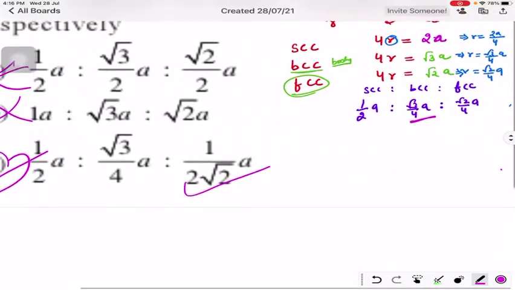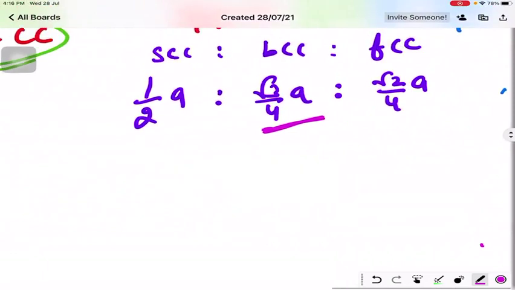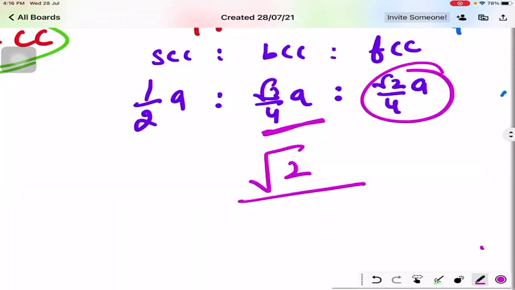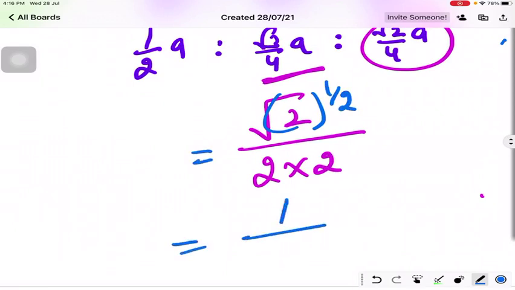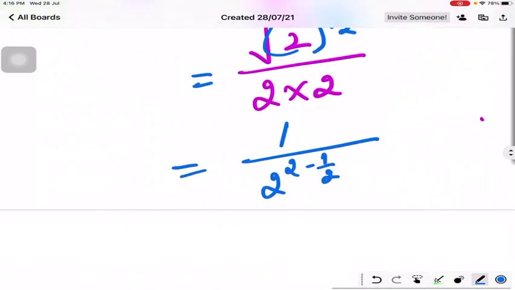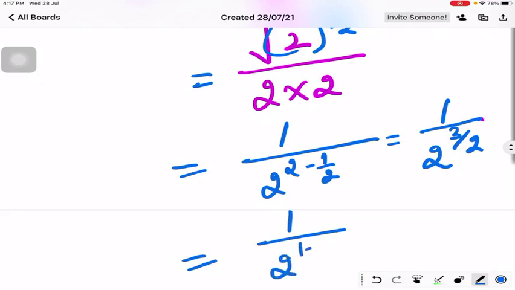How will you write root 2 by 4? It can be further written root 2 by 2 into 2. So upon solving, this is 2 raised to power 1 by 2. So it will be 1 by 2 raised to power 2 minus 1 by 2. So it will be 1 by 2, 3 by 2. We can write 2, 1 plus 1 by 2, or 1 by 2 into 2 under root.